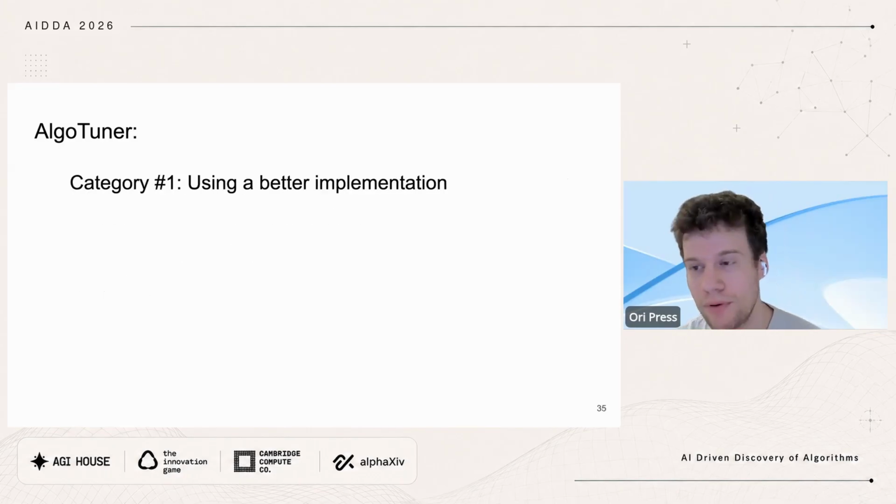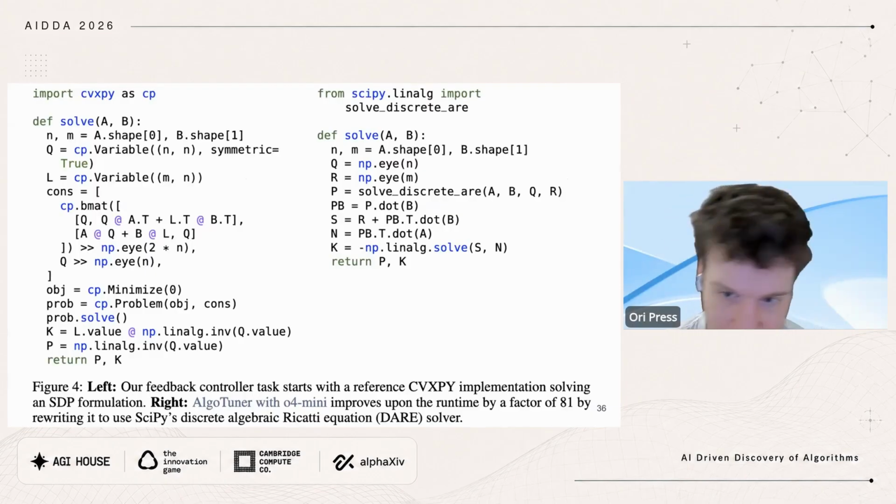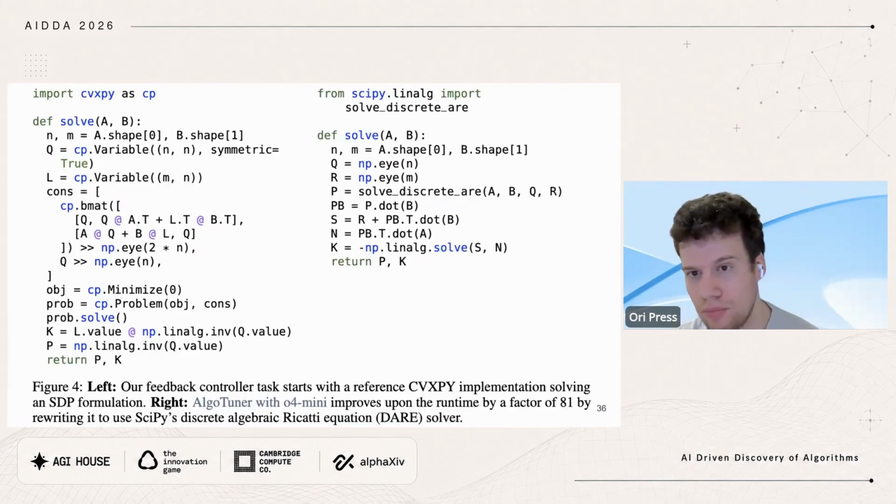Okay, so using a better implementation. For example, we have this task. It's an optimization task called feedback controller, and the reference is a CVXPy implementation of this. And AlgoTuner with O4 Mini just changes the implementation to use a SciPy function, and it gets an 81x speedup. So we didn't invent anything new. We just changed the implementation from one library to another.